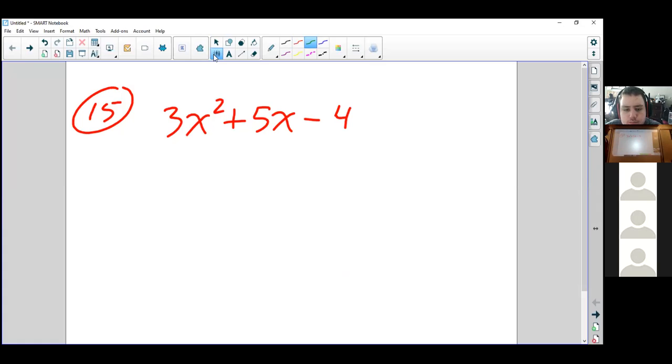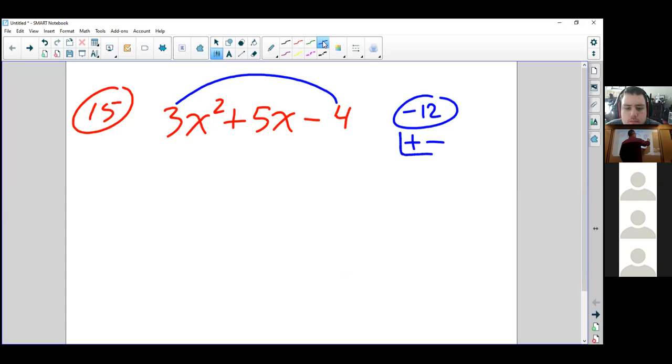And the answer is no. I can't factor a 3 out of all of them, or I can't factor a 5 out of all of them, and I can't factor a 4 or a 2. So there's nothing to factor there. So first thing I'm going to do is multiply those two together, and that's going to give me a negative 12. And understanding that when I multiply two numbers together to get a negative, I need one positive and one negative. Okay. And so I always like to list the factors.